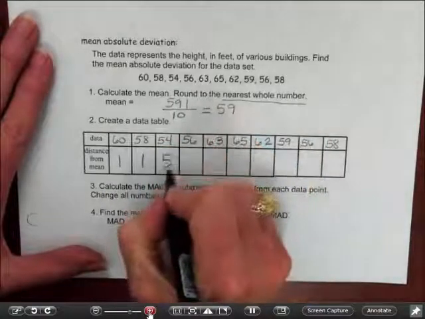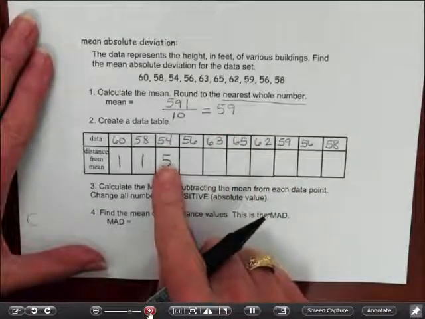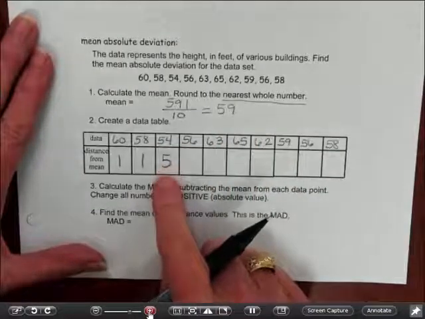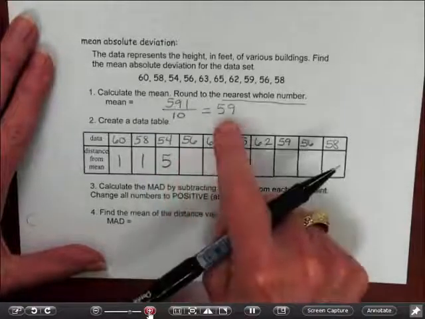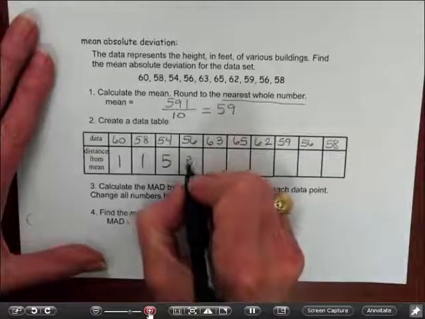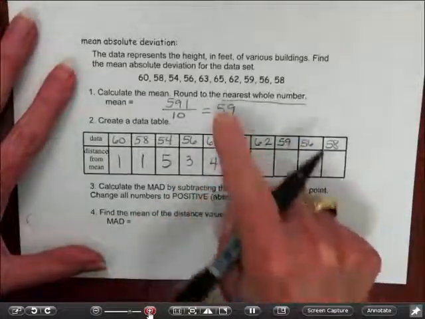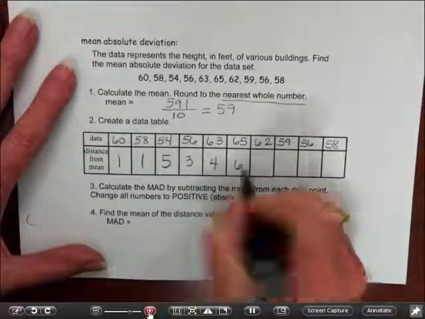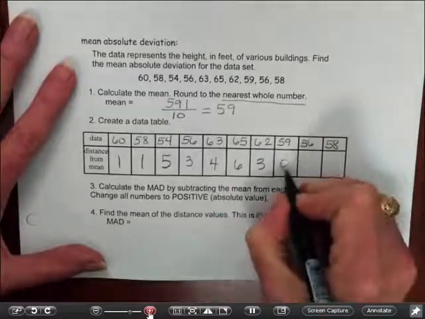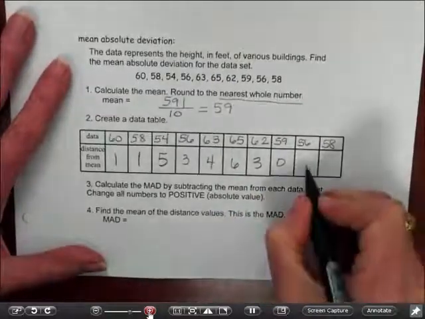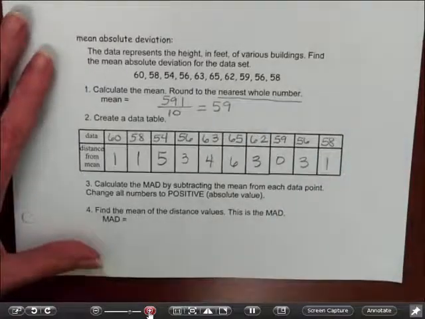Okay, now if you do it in your calculator and you do 54 minus 59, you're going to get -5. We only write positive values here because can you have a negative distance? No. Okay. How far is 56 from 59? 38. How far is 63 from 59? 65 from 59? 62? 59? 0. Okay. 56? 58.